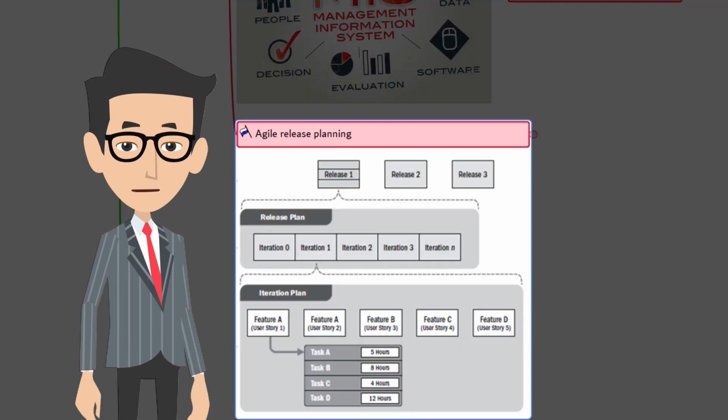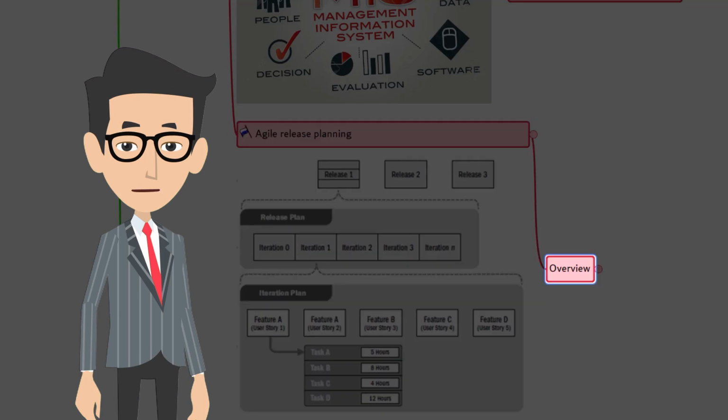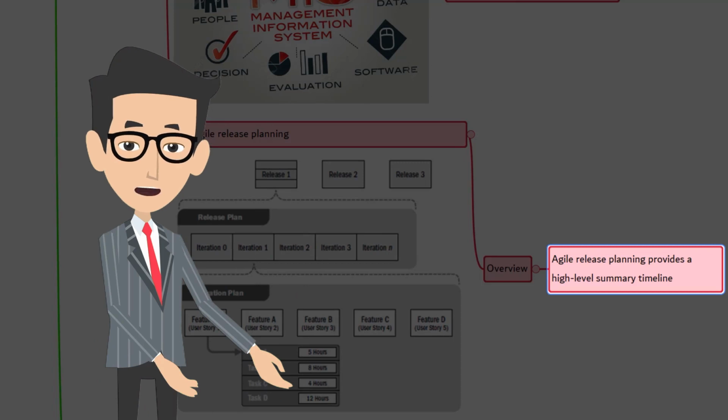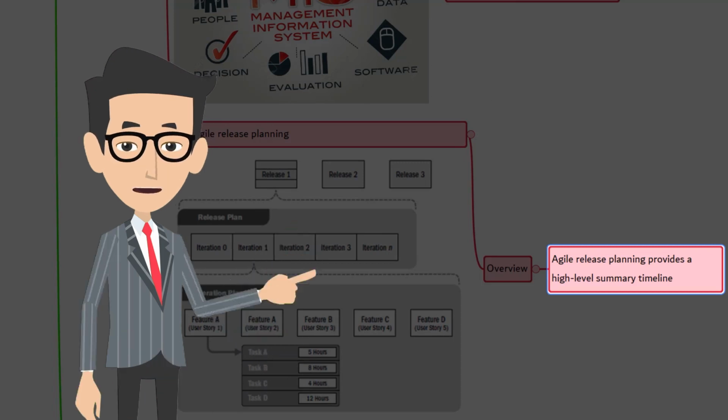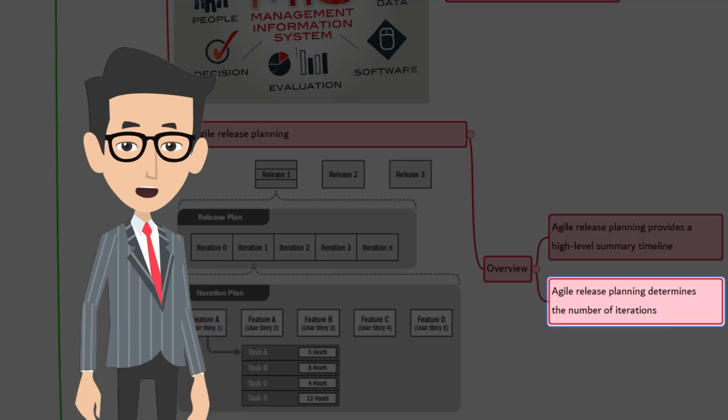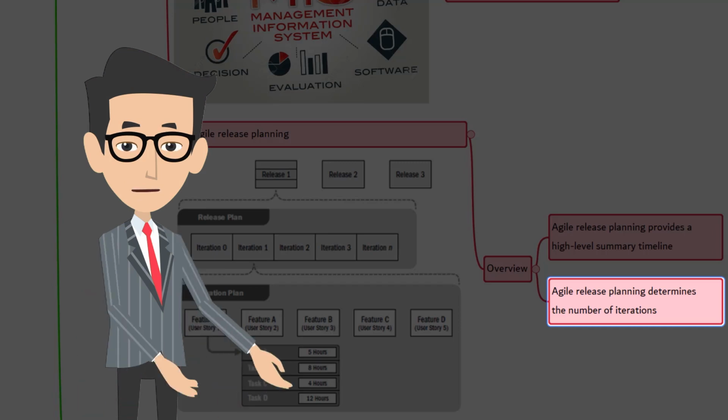Let's look at the next tool and technique, Agile Release Planning. Let's start with the overview. Agile release planning provides a high-level summary timeline. This timeline will constrain the release schedule of typically 3 to 6 weeks. But again, this completely depends on the project and also the product roadmap and the product vision. Agile release planning also determines the number of iterations or sprints in the release. This allows the product owner and team to decide the level of scope development and how long it will take for a releasable product. Business goals, dependencies, and impediments are some of the influences.